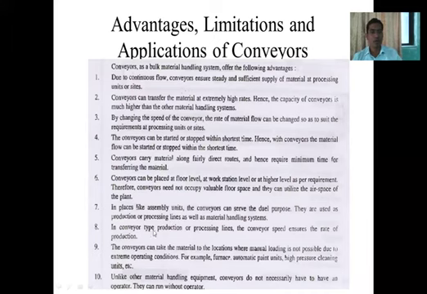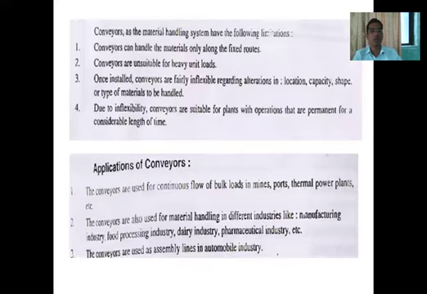Then in conveyors, in production or processing lines, the conveyor speed ensures the rate of production. Then the conveyor can take the material to locations where manual loading is not possible due to extreme operating conditions, for example, furnaces, automatic paint units, high pressure cleaning units, etc. So unlike other material handling equipment, conveyors do not necessarily need an operator, so they can run without an operator. So these are the advantages of the conveyors.